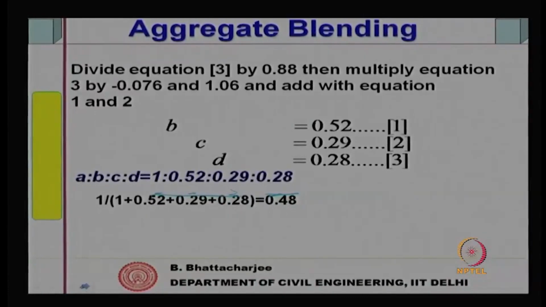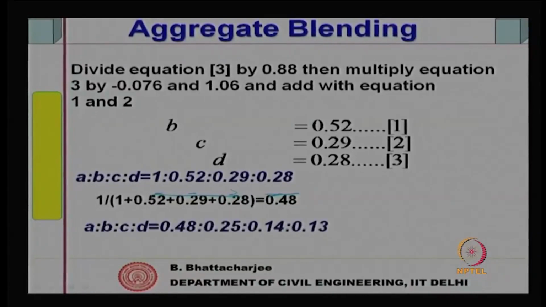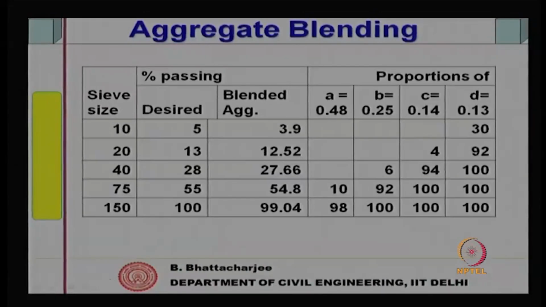So, from this you can actually determine, because now if instead of 1 relative proportion you want to find out, you will find out 0.48 for A, because this was 1 divided by the total. So, this is the 0.48, which will be the A, multiplied by 0.5 to 25% will be B, 14% multiplied by 0.29 will be C, and multiplied by 0.28 will be almost similar. So, this is the proportions of A, B, C, D, right.